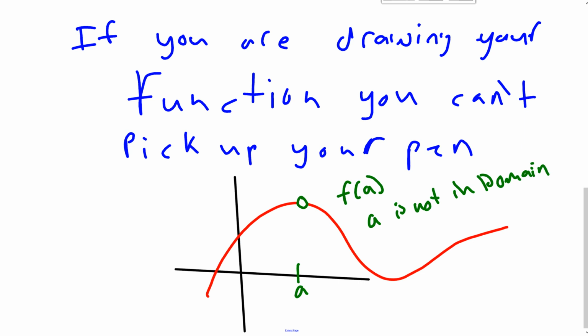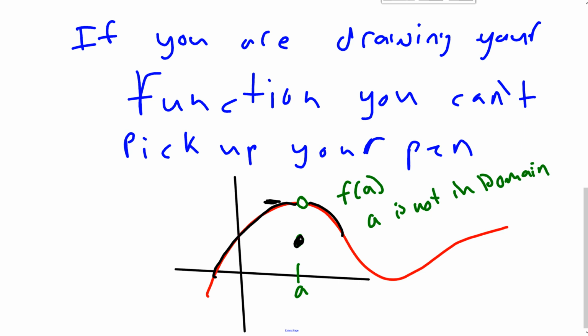Or f of a could be in my domain because it could be defined maybe right here. Well, that means this fails condition number three, because the limit exists, but the limit is this y value right up here. But my f of a is that value, so that would fail on condition number three. So you can't have any holes with a point somewhere else.